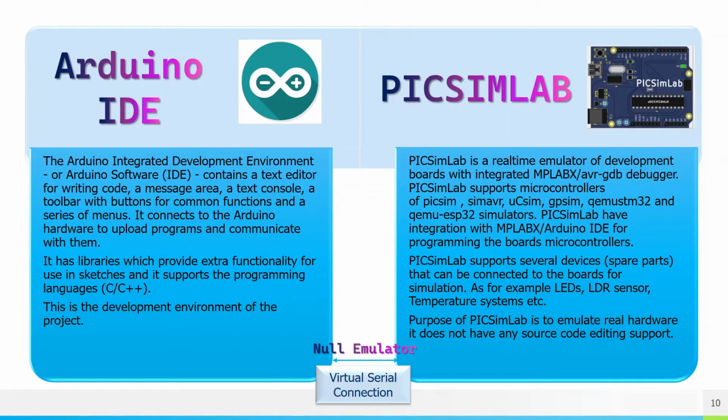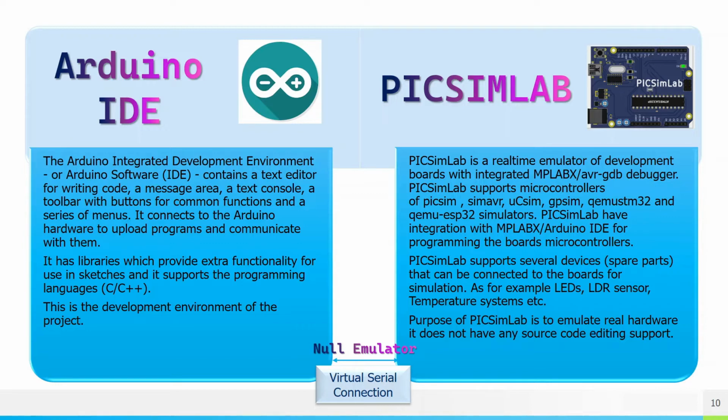First one is Arduino IDE. This is the development environment of our project. Here we write our required code and compile it in order to implement our project work. The next one is PICSIMLAB software. It's a real-time emulator and it supports several devices that can be connected to the boards for the simulation process. This is the simulating tool of our project and we execute and see the output here.